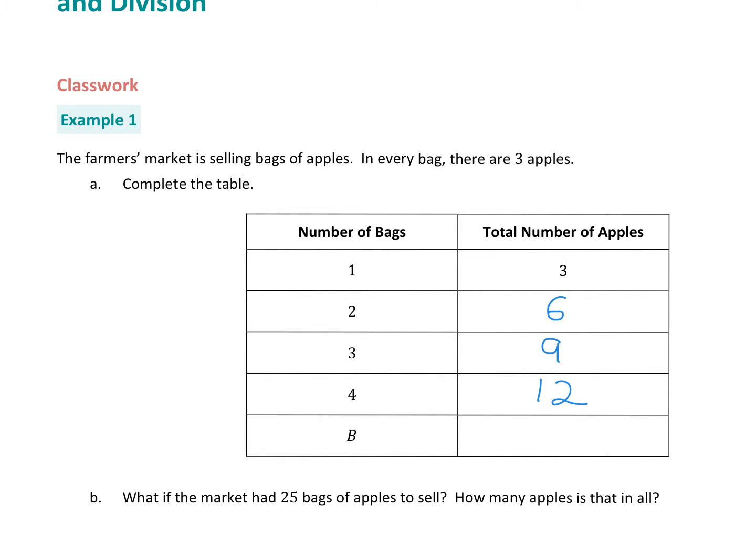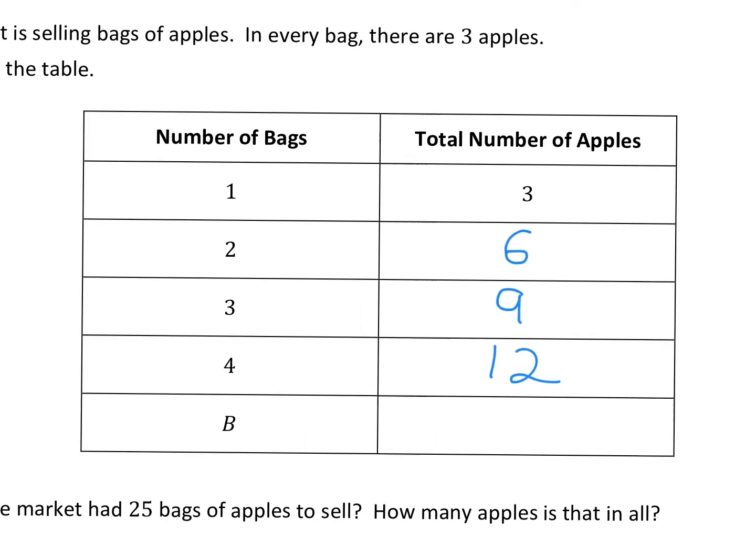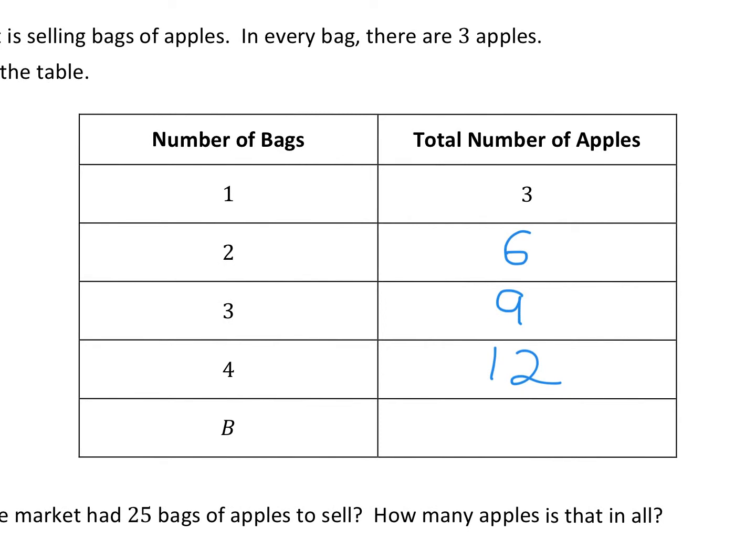So if B represents the number of bags, we want to write an expression that could represent the total number of apples no matter how many bags there are, and that's going to be 3 times B. And you can look at this pattern and notice that these numbers are always 3 times these numbers. So whatever this is, it's times 3 to get this. So you could write B times 3, but I'm going to write 3B. And notice I'm writing it with a lowercase b. I don't know why they're using uppercase. Most of the time, variables are lowercase, so I'm using lowercase.